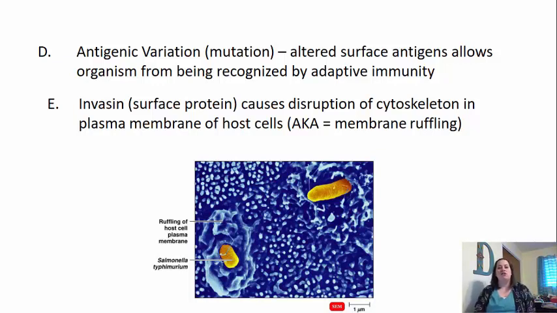We also see invasins. These are surface proteins used to disrupt the cytoskeleton in the plasma membrane of a host cell. This causes the membrane to start to ruffle, which you can see here in this picture. This ruffling allows them to have greater attachment and greater access to the cell.